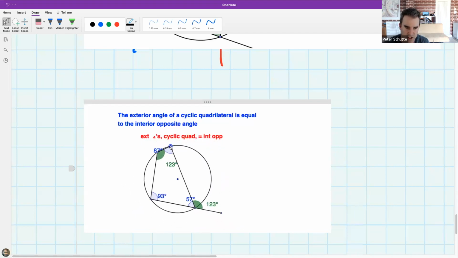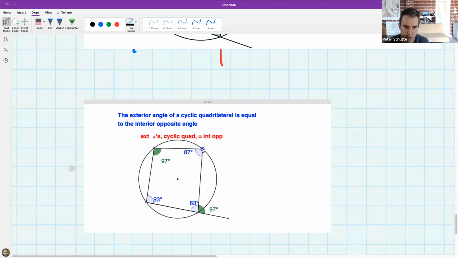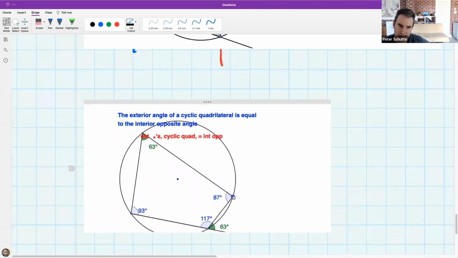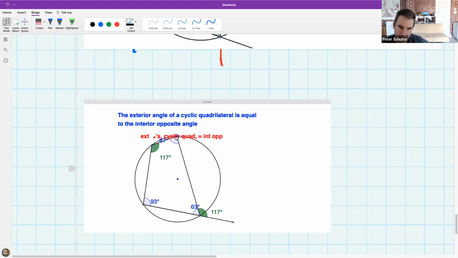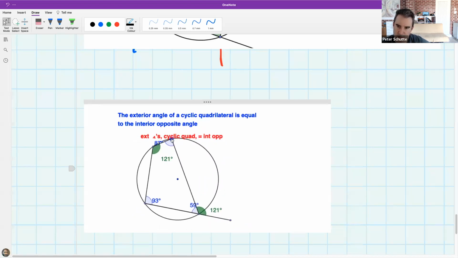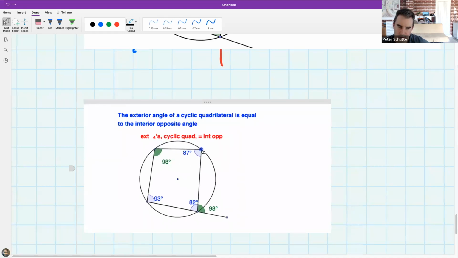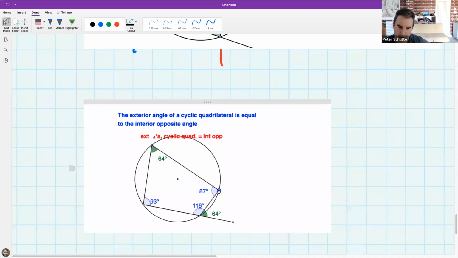I'll make as many strange cyclic quads as I can. What do you observe in this little drawing? Who would like to share about that? Yeah, so Sino has said the green angles remain the same. Let me try and break it, see if I can break it. 78, 78, 121. Yeah, I think, Sino, I think you're right.